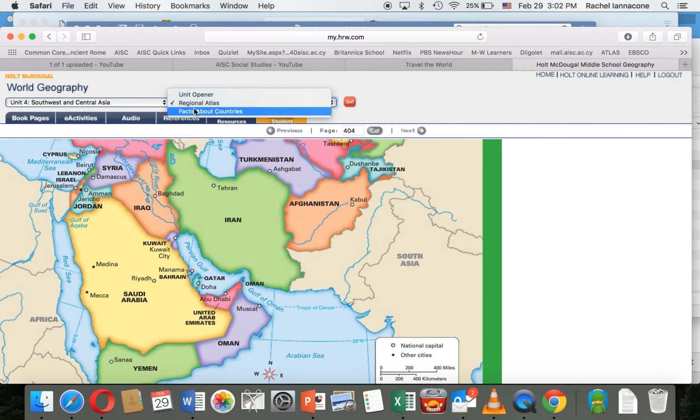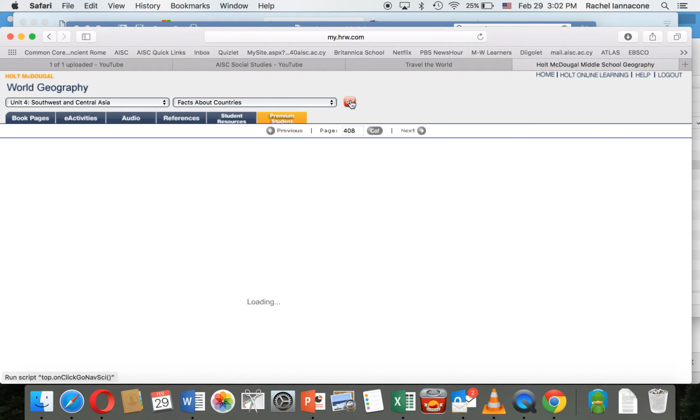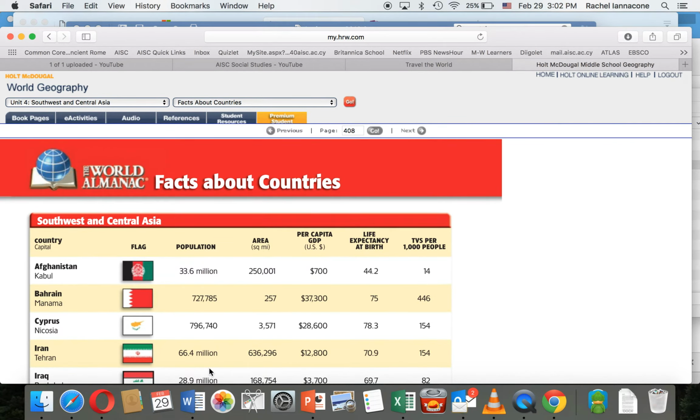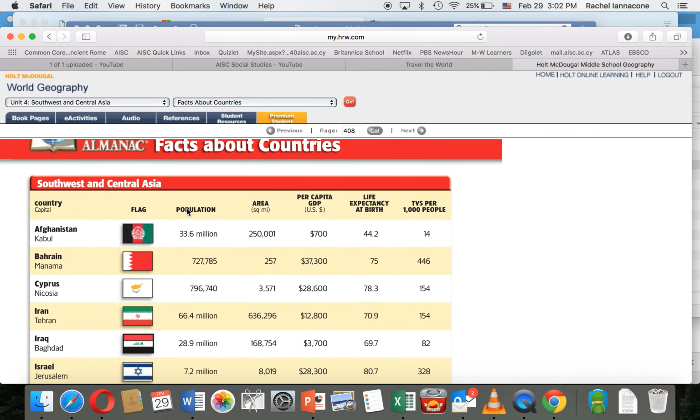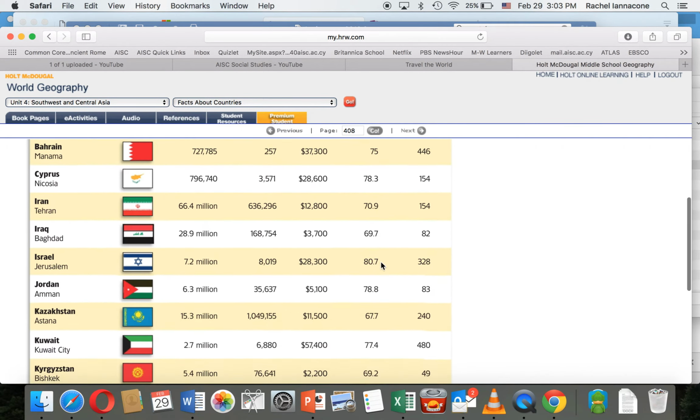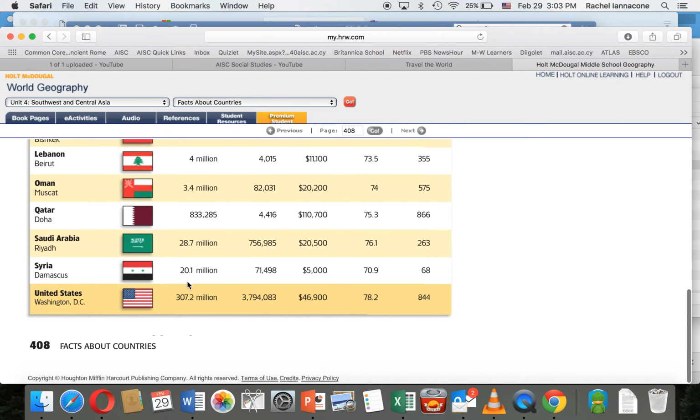We could also look at the facts about countries. And we have to hit go. In the facts about countries for each unit, you're going to have all the countries from that region listed, and they'll have information, including population, area, the per capita GDP, which is the gross domestic product, life expectancy at birth, and then TVs per 1,000 people. And it'll always compare that information to the United States.